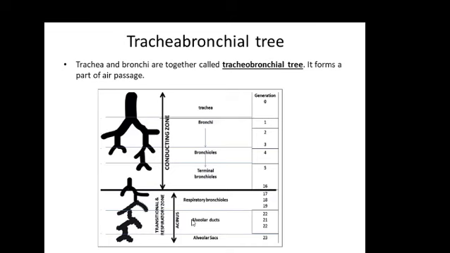We can have the generation up to 23rd generation. So from the trachea to the terminal bronchioles, these are conducting zones. They conduct air. And then from the respiratory bronchioles to the alveolar duct and then alveolar sacs, these are called the respiratory zone.